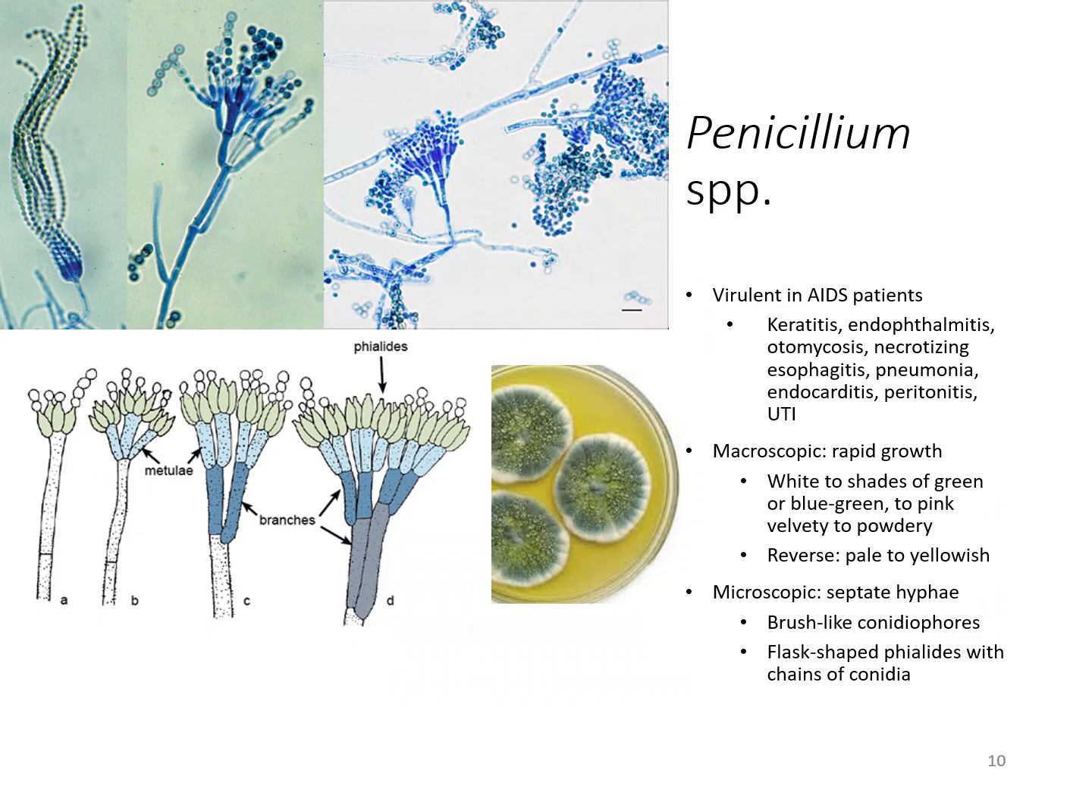The Penicillium species are very virulent for AIDS patients. They cause a variety of infections, like infections of the eye, inside the eye, the ear, esophagus, lungs, heart, abdominal lining, and urinary tract. For the macroscopic appearance, it has a variety of colors that it will present as, from various shades of green, and you can see an organism here that has various shades of green within that one organism.